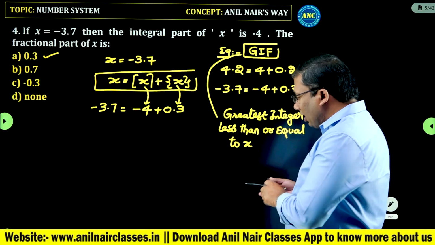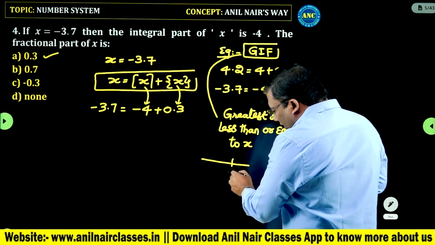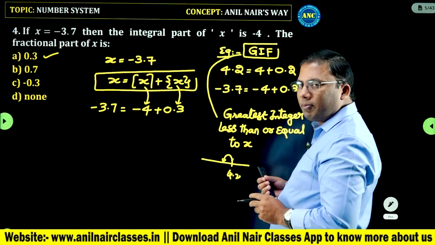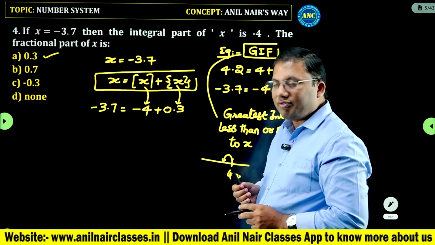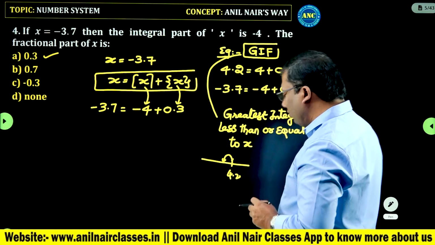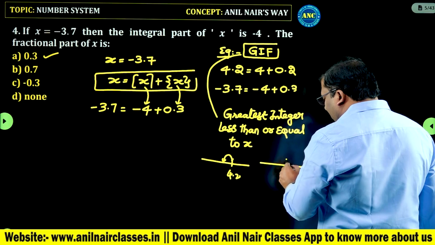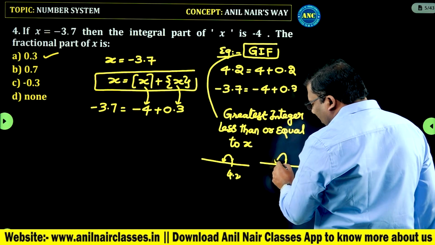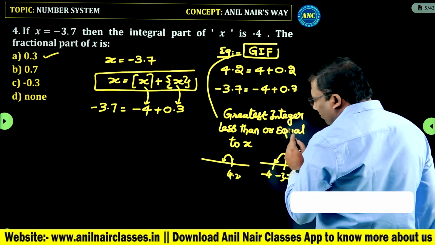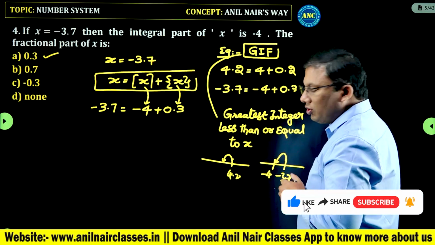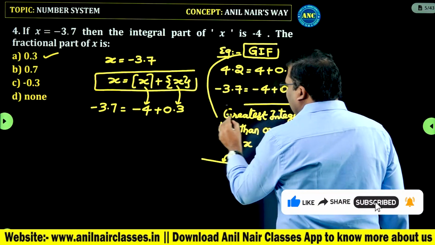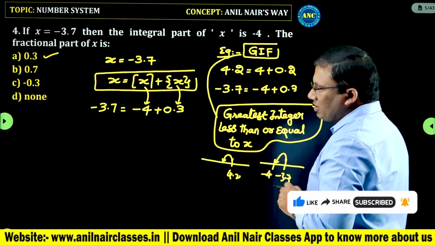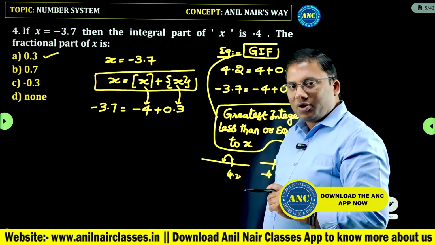4.2, what is it on a number line? If 4.2 is here, the greatest integer that is just less than 4.2 is 4. So 4 plus 0.2. If it is minus 3.7, the greatest integer that is just less than minus 3.7 is minus 4. So greatest integer less than or equal to x. I hope it is clear.